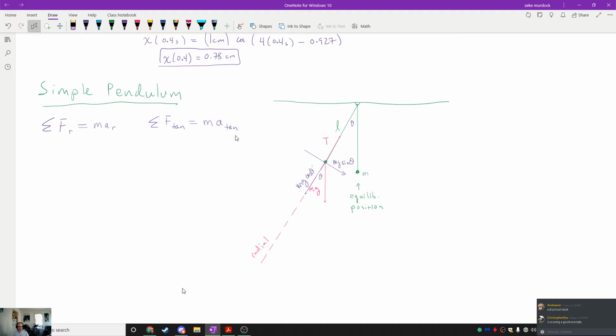Let's focus just on the one on the right. There's only one force pointing in the tangential direction, and that's mg sine theta. So that means that mg times the sine of theta needs to be equal to m times a tangential.